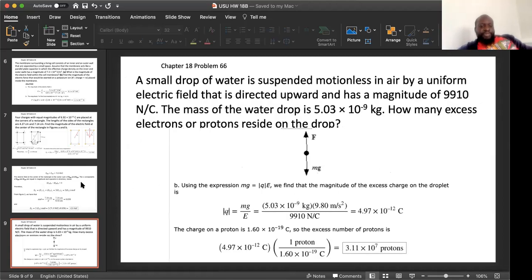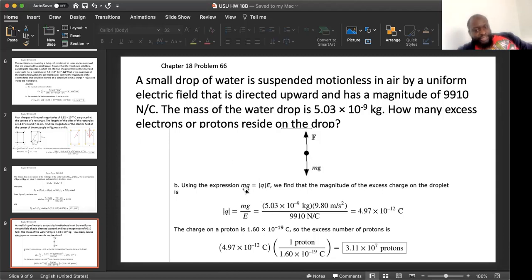And then the last problem here says a small drop of water is suspended motionless in air by a uniform electric field that is directed upward and has a magnitude of 9910 Newton per coulomb. The mass of the water drop is this. How many excess electrons or protons reside in the drop? So it's suspended. So that suspension gives us an idea that it's in equilibrium. And being in equilibrium means the weight of the water drop balances the electric force holding it in the air.